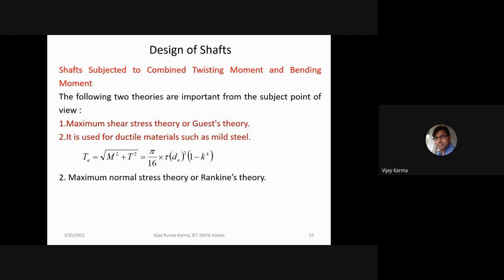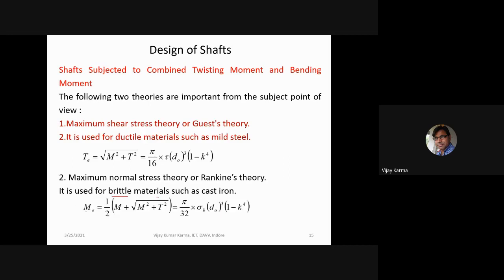Maximum normal stress theory, this theory is also known as Rankine's theory. This theory is preferred for brittle materials such as cast iron. Here we calculate the equivalent bending moment, M E, which is given as 1 by 2 times the bracket M plus square root of M square plus T square. That has to be equated with pi by 32 into sigma b into dO cube into 1 minus K to the power 4. These two theories are used when the shaft is subjected to combined twisting moment and bending moment.